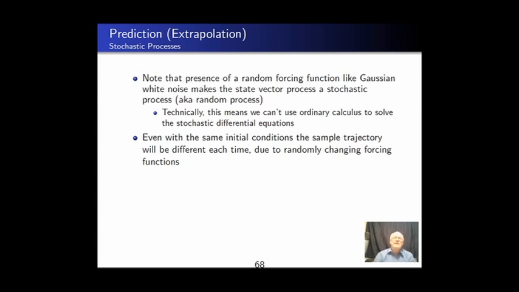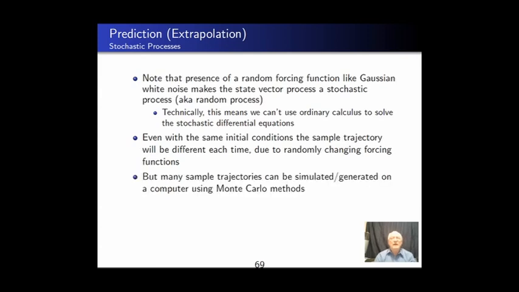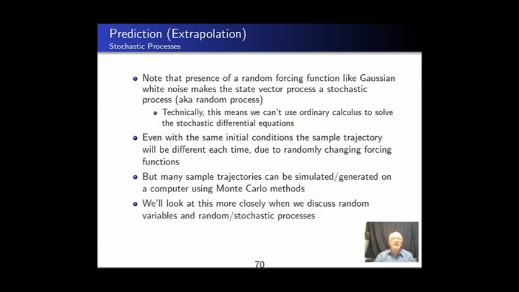And we've actually started simulating that in our Python scripts, and we'll see a lot more of that. So we can take many sample trajectories and simulate them or generate them on a computer using Monte Carlo methods. And then we'll take a closer look at what all this means in terms of random variables and random or stochastic processes once we've drilled down a little bit more in the area of probability and statistics.